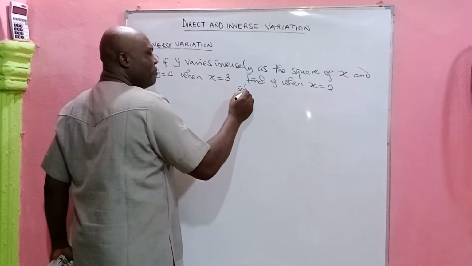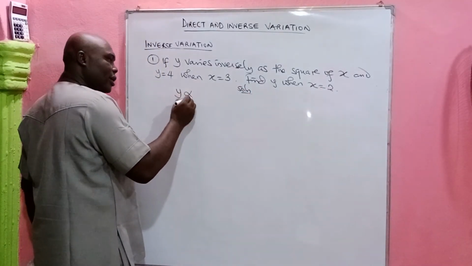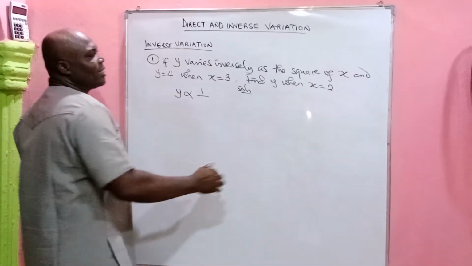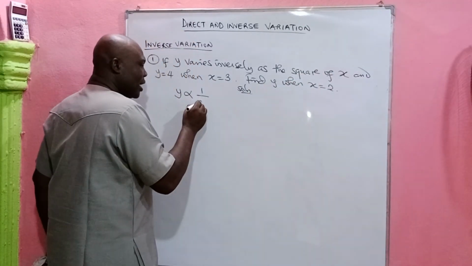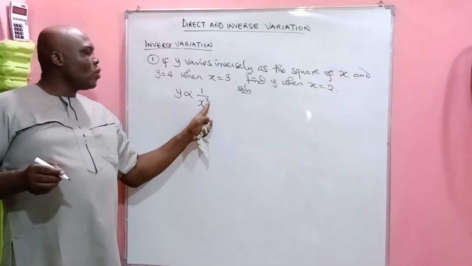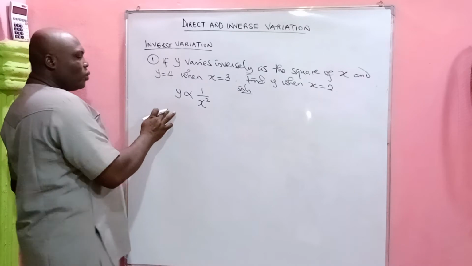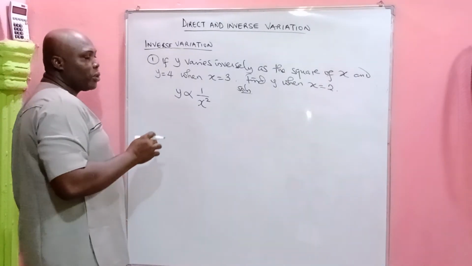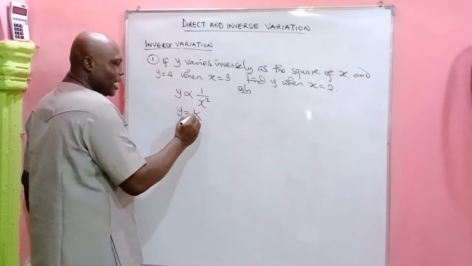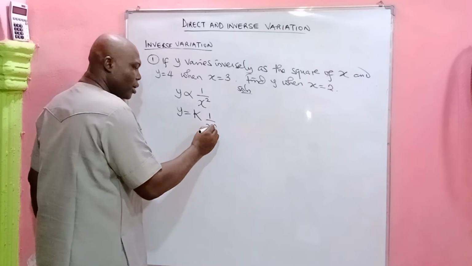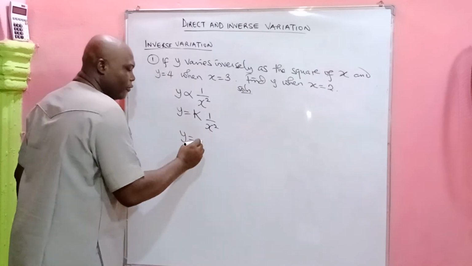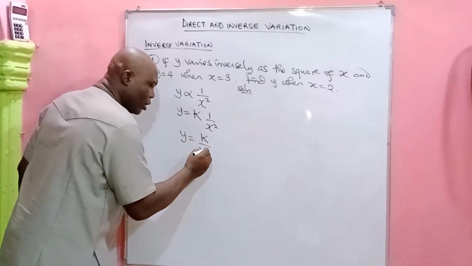Solution. Now in inverse variation, we're told that y varies inversely, meaning you have 1 all over. That's the meaning of inversely. Inversely as the square of x, that's x squared. So y varies inversely as the square of x. With this, we can introduce the constant of proportionality by changing this to an equality sign. So y will be equal to a constant of 1 all over x squared, which means y will be equal to k all over x squared. Please take note of this.